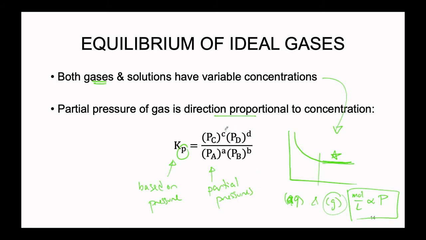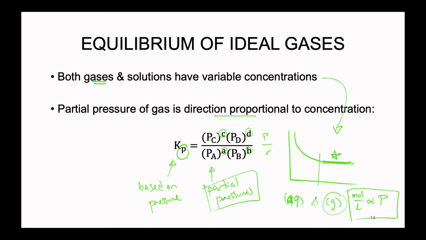And so the exponents are still going to be those stoichiometric coefficients, but instead of inserting concentrations with that bracket notation, we now have partial pressures, which is a big P with a subscript of your species. So this would be partial pressure of A, partial pressure of B in the denominator, partial pressure of C, and partial pressure of D in the numerator. So we're still looking at products divided by reactants, it's just now we're working with partial pressures instead of concentrations.